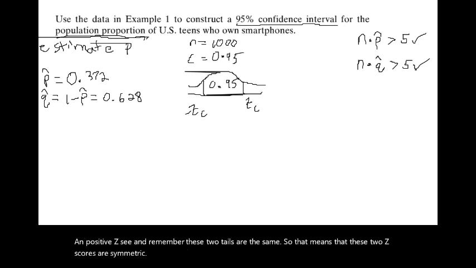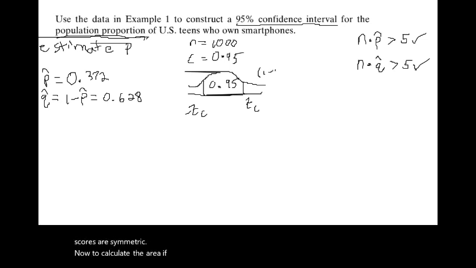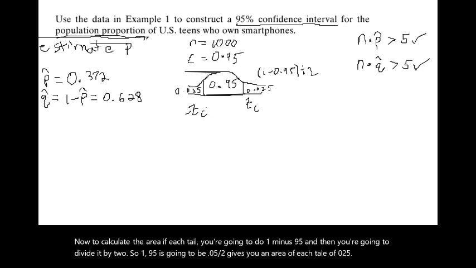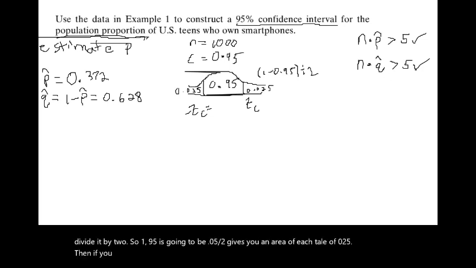And remember, these two tails are the same, so that means that these two z-scores are symmetric. Now, to calculate the area of each tail, you're going to do 1 minus the 0.95, and then divide it by 2. So 1 minus 0.95 is 0.05, divided by 2 gives you an area of each tail of 0.025. Then you're going to use your inverse normal tables to figure out the z-score that goes with the given area.